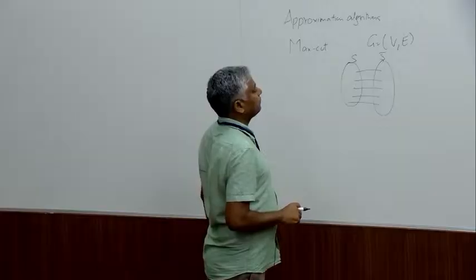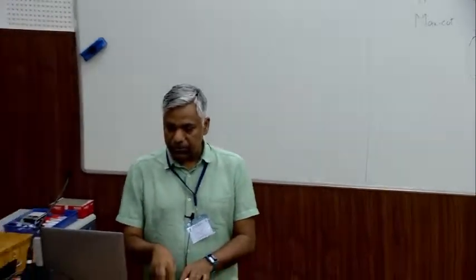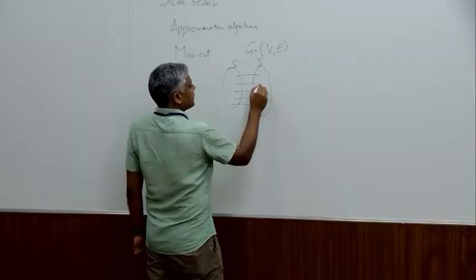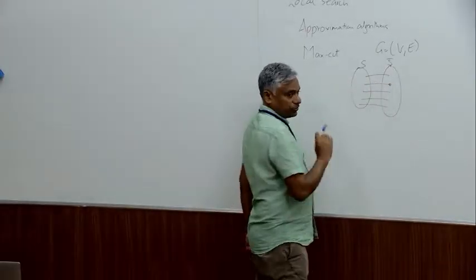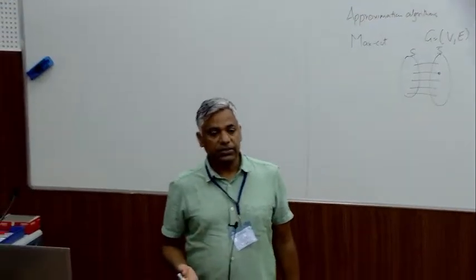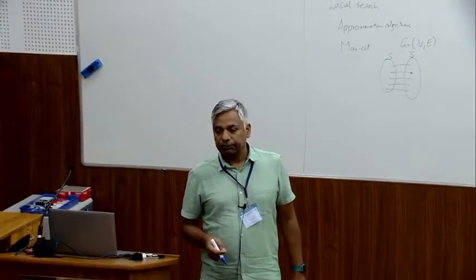Right? So what would be a very simple algorithm for doing this? You start with some solution, and you take a vertex, let's say here, and you ask yourself, if I were to move this vertex from here to here, will the size of the cut increase? And if it increases, then you make the change. Right? As simple as that.